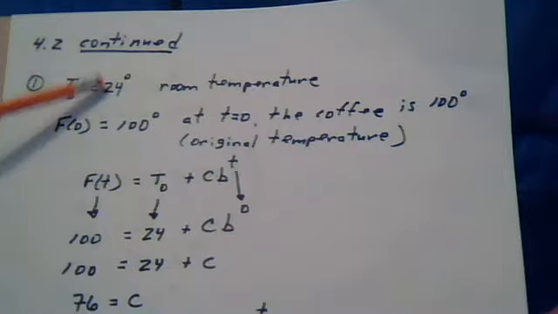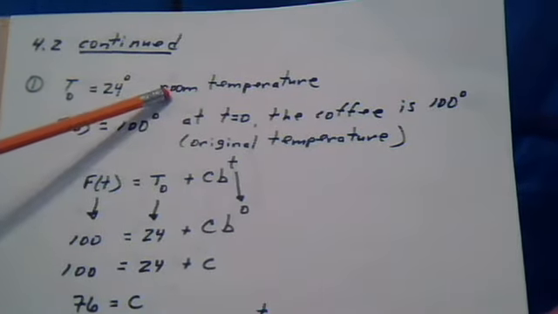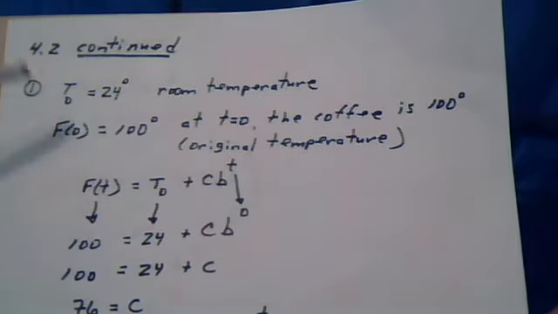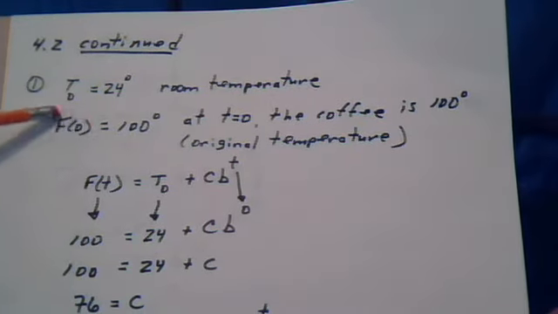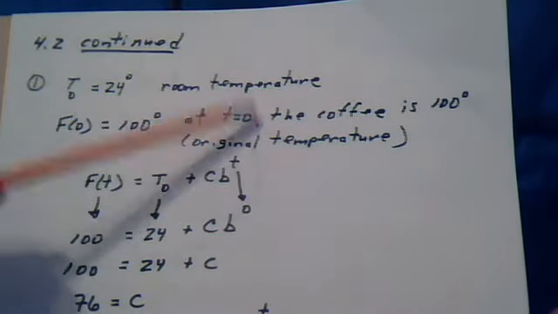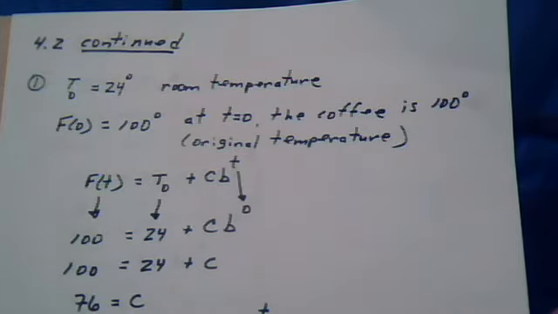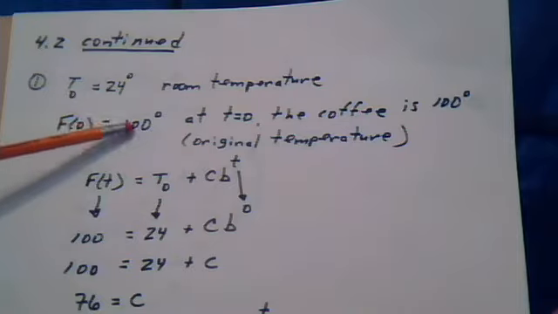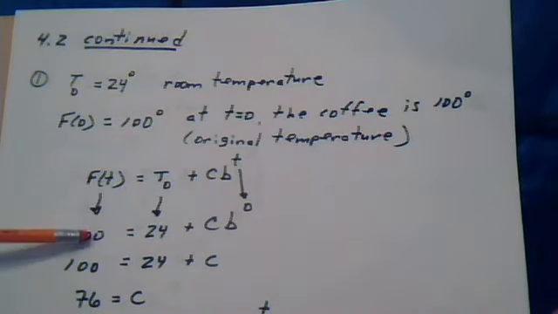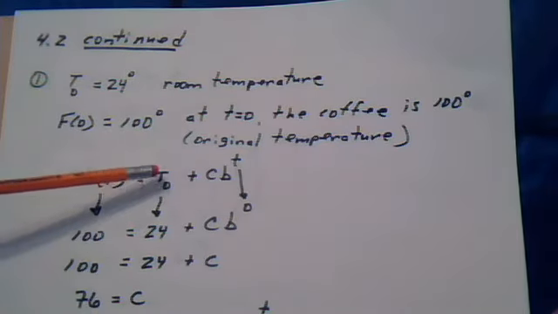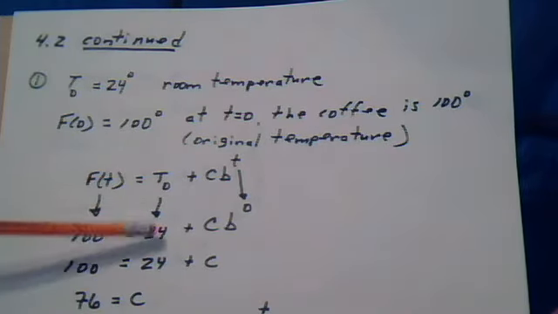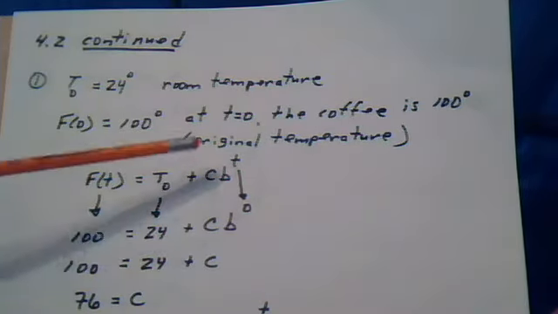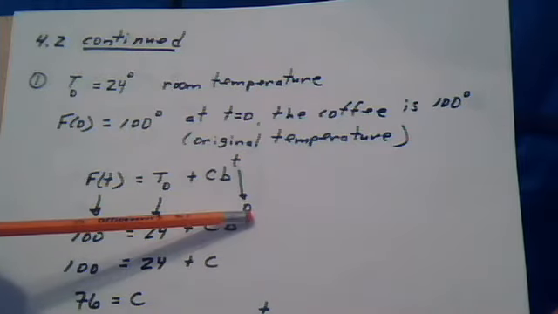So this is the environment's temperature, in this case the room temperature. At time equals 0, the temperature of the coffee is 100 degrees, the original temperature of the coffee. So we could plug in the 100 for this variable. For the t sub 0, we plug in the 24. So object's temperature, environment's temperature. And this is at t equals 0 at the beginning.